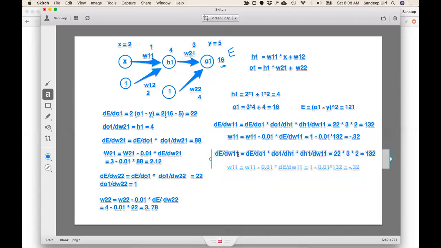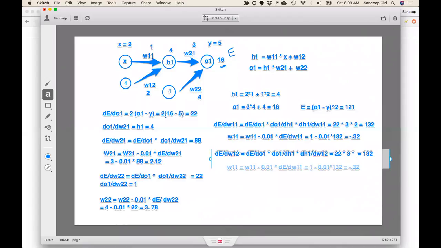Now the same thing we can apply for the second weight, right? So the rate of change of error with respect to W12 is the rate of change of error with respect to O1, O1 with respect to H1, H1 with respect to W12. So the only thing we need to change is the last step. You can see that the things we previously computed are being used, and that's how we generally avoid a lot of computation.